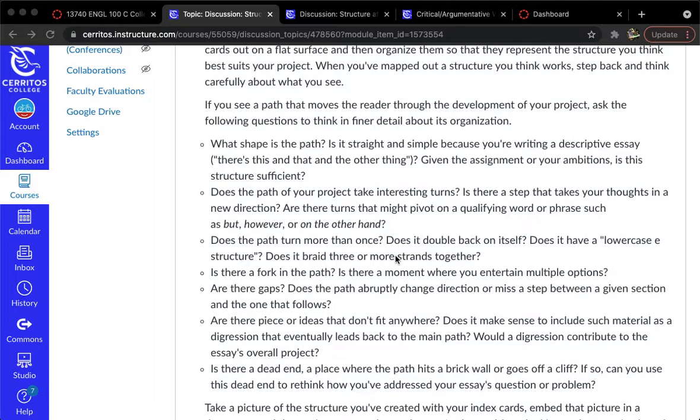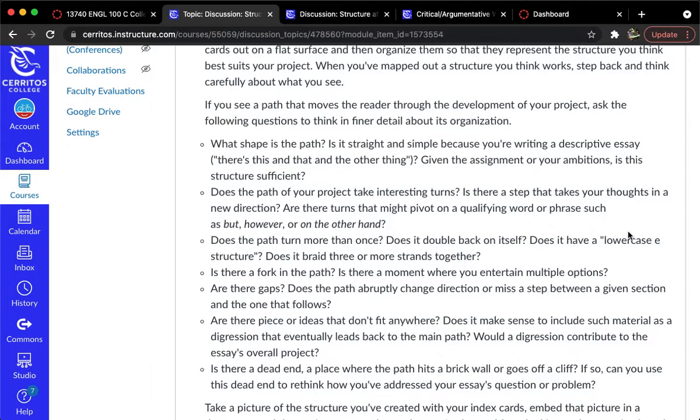Does the path turn more than once? Does it double back on itself? Does it have a lowercase e structure? Does it braid 3 or more strands together? So a little bit of context. I know that we haven't read this in our class from Habits of the Creative Mind, because that's not our textbook, but what they mean by this is, do you play around with the chronology of the points in your essay? Meaning, do you maybe start at one point and then kind of go back in time a little bit to look at something that happens earlier, and then maybe jump back to the future a little bit to talk about something that happens after your starting point?